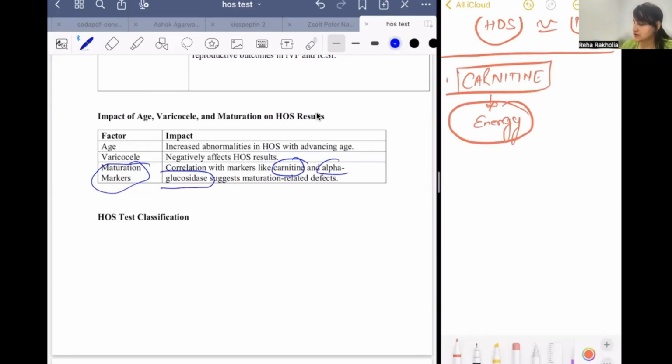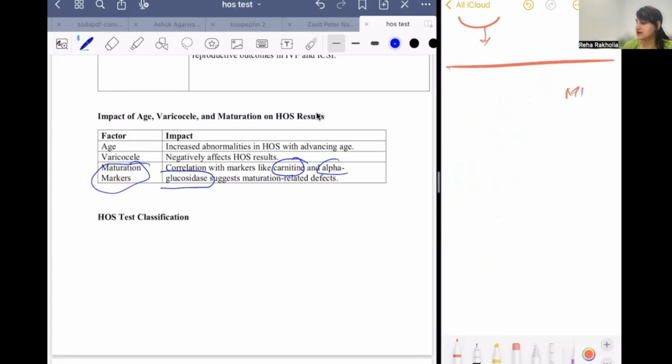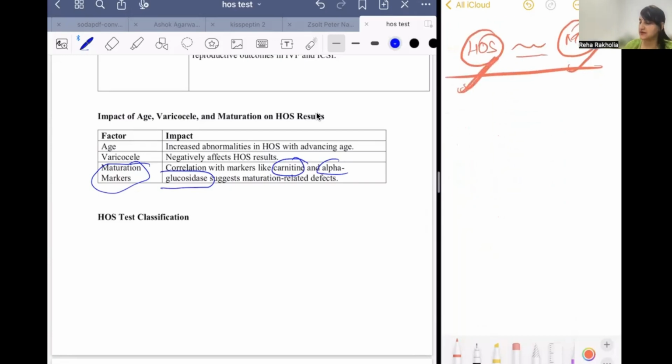Now, another maturation marker we talked about is alpha glucosidase. It is an enzyme secreted by the epididymis. What is its role? It plays a part in sperm membrane development and overall maturation. So low levels are linked to epididymal dysfunction, which may affect sperm motility and maturation. Okay, these are the sperm markers. If there is a deficiency in these maturation markers, the HOS test will also be negatively impacted, meaning these maturation markers correlate with the HOS test.